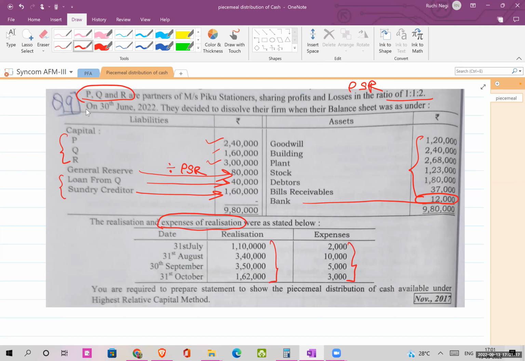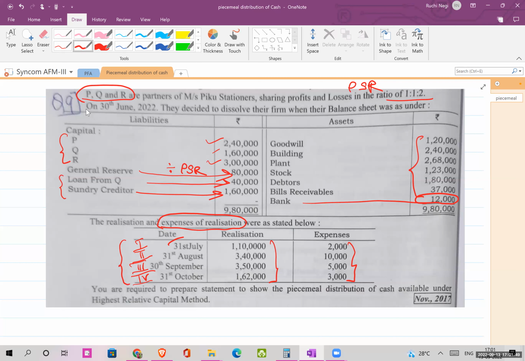Okay, so you sold the asset on 31st July. This is your first realization. This is your second realization, 31st August. This is your third realization, 30th September. And this is your fourth realization, 31st October. So now, could you resonate with the theoretical part, that your assets have been realized in 4 installments. Like this, bits and pieces, part by part. So every part is known as piecemeal.